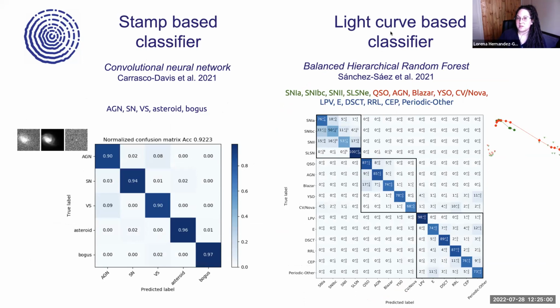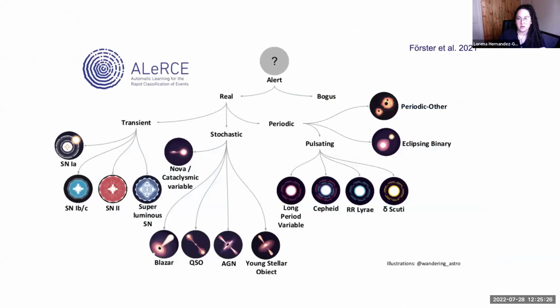And then there is a light curve-based classifier, which uses the light curves. In this case, it needs at least 6 detections. Using a balanced hierarchical random forest, it classifies the sources into 15 different classes. These two are the confusion matrices for the two classifiers. From the light curve classifier, we can define the actual LSST taxonomy, which you can see in this figure. These are the 15 classes that can be classified, and among them there are 3 classes of AGN, which are Blazar, Quasar, and AGN.